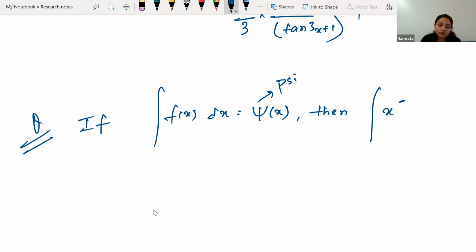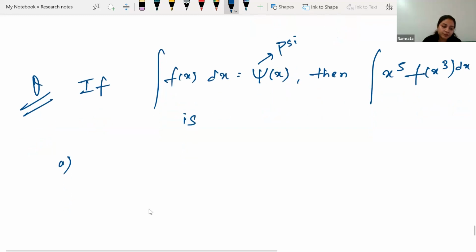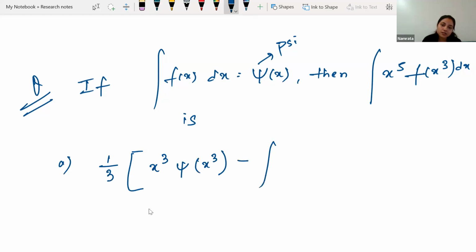Then the integration of x to the power 5 f of x cube dx is: Option A, 1 by 3 x cube psi x cube minus integration of x square psi x cube dx plus c.